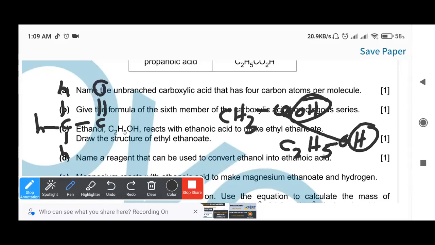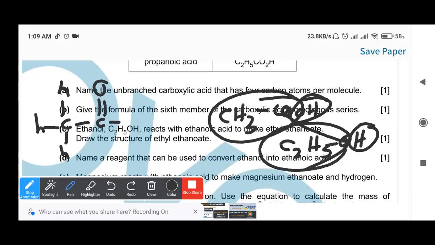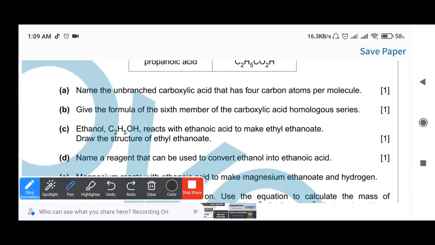This is the part from acid, isn't it? CH3CO. And the part from alcohol is OC2H5, then C2H5. Okay. So this is the detailed structure of ethyl ethanoate.